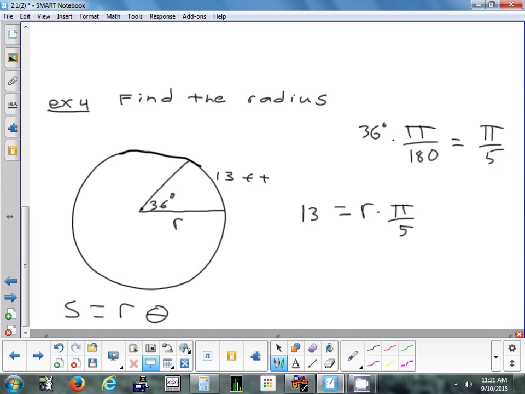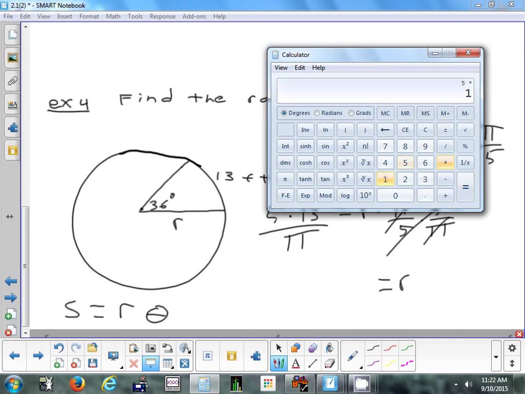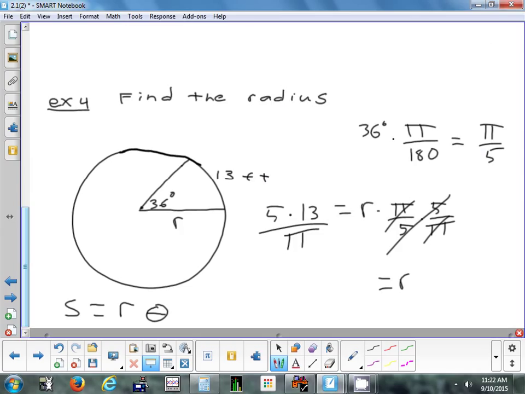All right, so we want to get r by itself, and we want to get the pi and the 5 on the other side. Does anyone know how you can get both of these on the other side at the same time? Yeah, what do you do with the reciprocal? Multiply. Okay, multiply both sides by the reciprocal. If you do that, it cancels out the 5s, cancels out the pi, and you're done. So the radius is 5 times 13, which is 65 over pi.